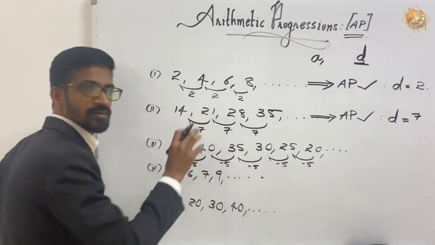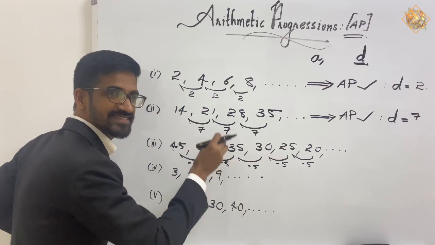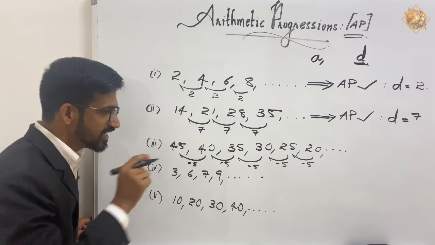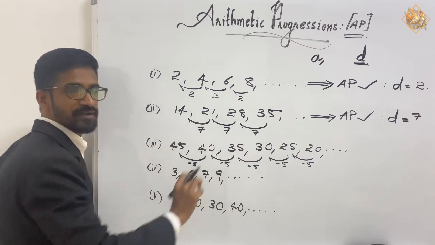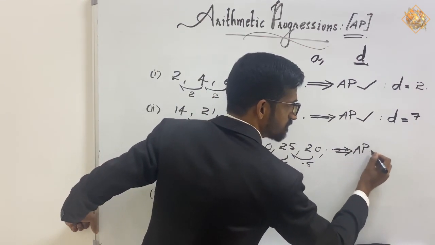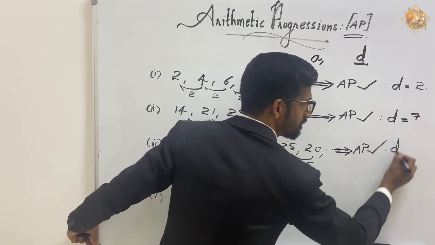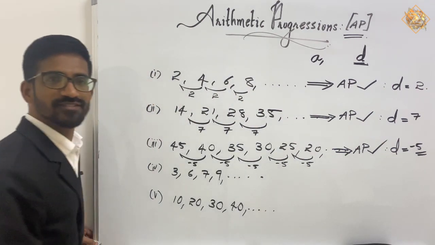So from the given numbers, we could find that the difference between each successive term is a fixed number, which is called a common difference, isn't it? That common difference, here it is minus 5. So we can say that this list of numbers forms an arithmetic progression. This list of numbers forms an AP, isn't it? Here the common difference is minus 5. Hope you got it.